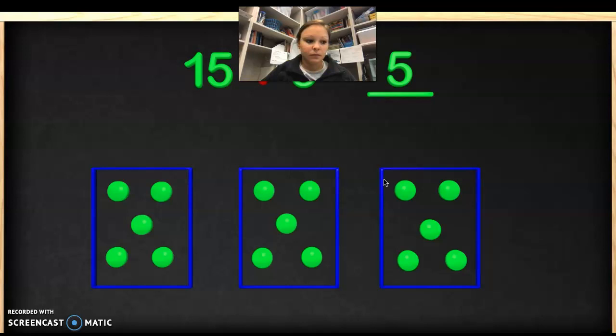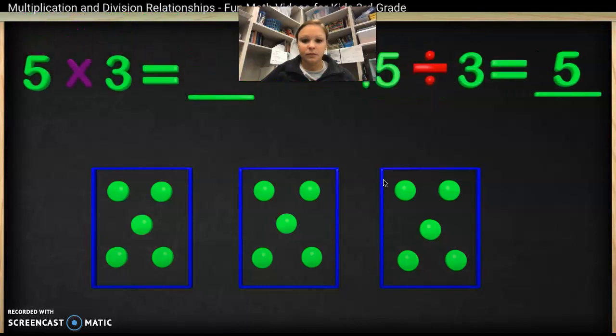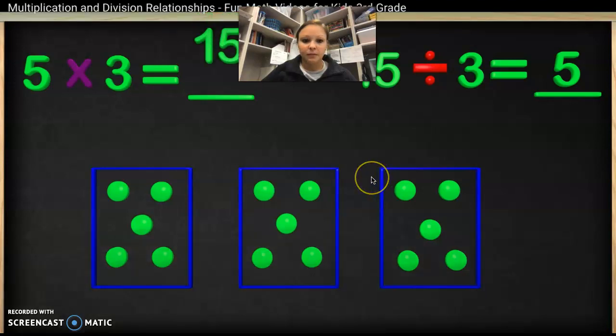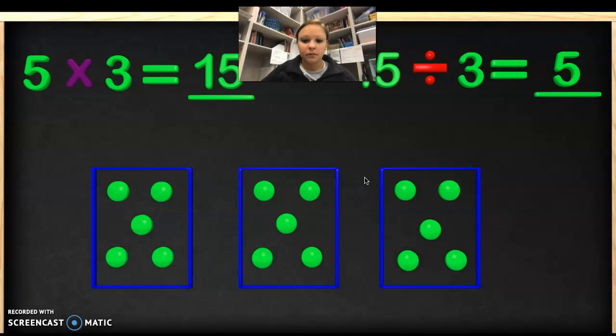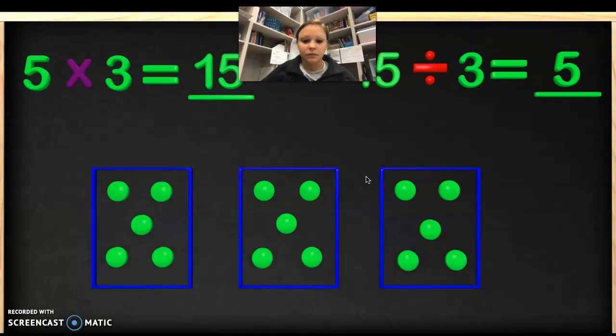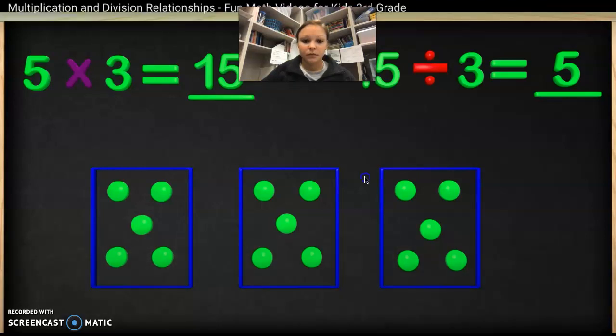If we pay attention, we can see that 5 multiplied by 3 in the problem gives us 15. Wait a minute. We just answered the multiplication problem on the left. 5 times 3 equals 15. It's really important to remember that in division, you are finding what 2 numbers multiplied together equal the largest number. The 2 smaller numbers in this division problem multiplied together gives us the largest number, which is 15.